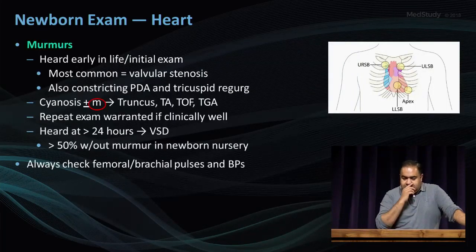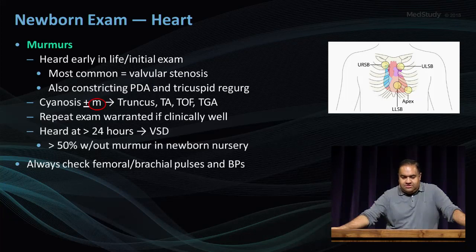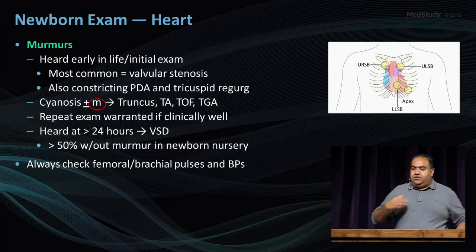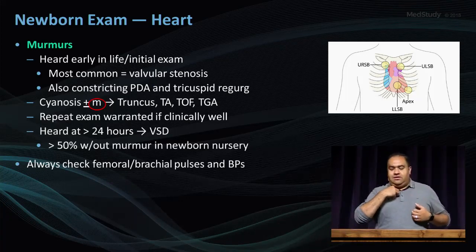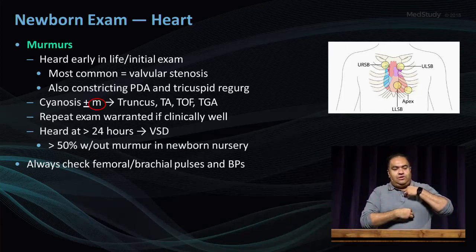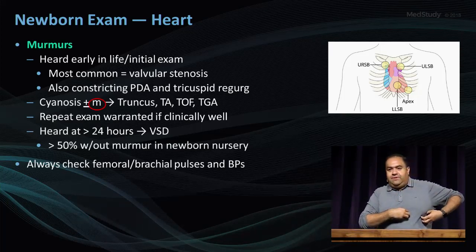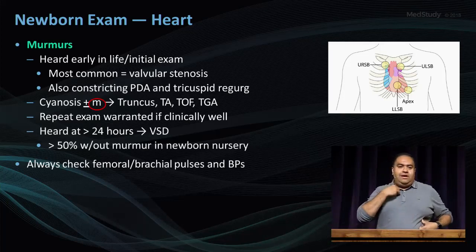Heart murmurs are heard early in life in the initial exam. The most common are valvular stenosis, also constricting PDAs and tricuspid regurgitation. So the thing to think about with murmurs is, if you look at the heart, you have the right upper sternal border, left upper sternal border, left lower sternal border, and then the apex, okay? So if you start from this side and work your way across, alphabetically, the first letter of the alphabet is A.